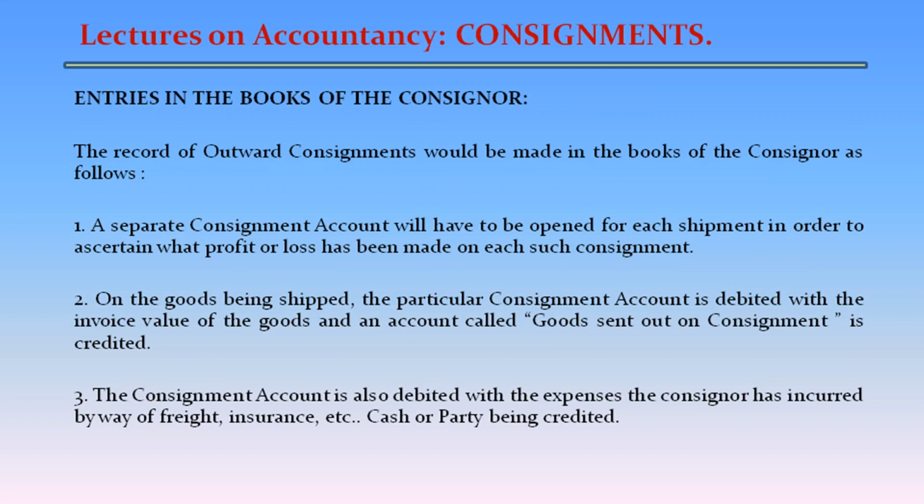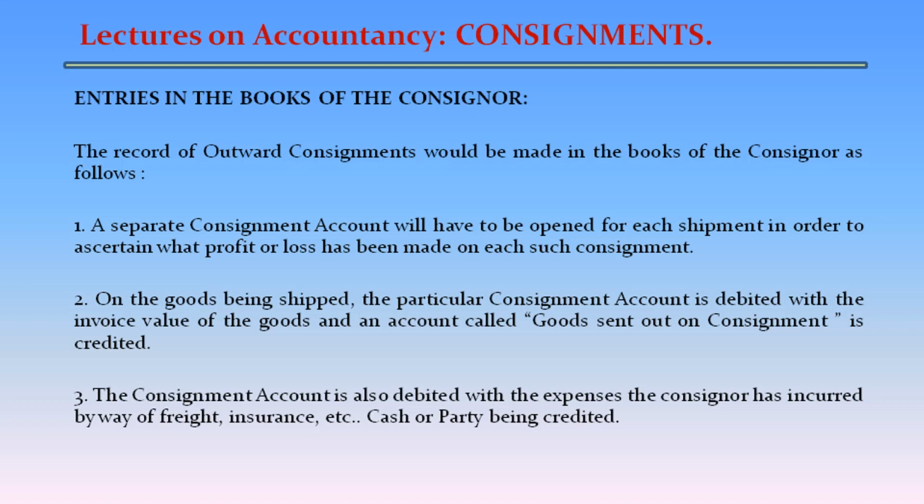Entries in the books of consignor. The record of outward consignments would be made in the books of the consignor as follows. 1. A separate consignment account will have to be opened for each shipment in order to ascertain what profit or loss has been made on each such consignment.